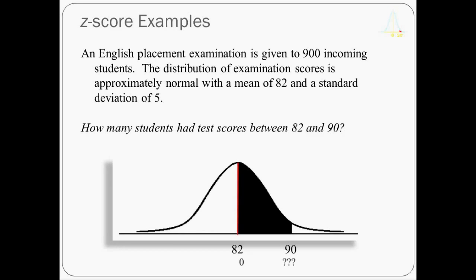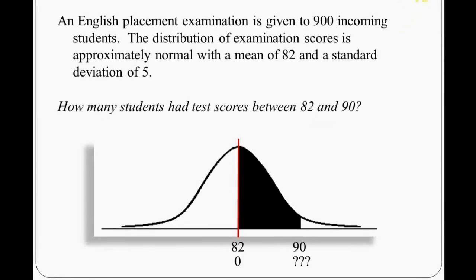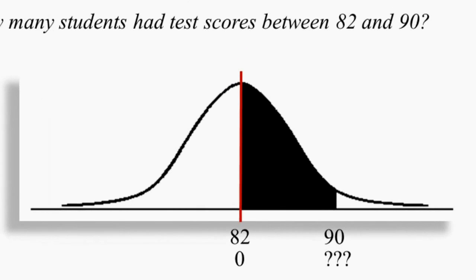You can see here that I've drawn a vertical bar at 82, and I've shaded in the area up to 90. We're interested in that particular area because we know that area under a curve is a proportion and can also be used as a probability. If I know the proportion of people that had test scores between 82 and 90, I could multiply that by the number of people who took the exam, 900, to get an approximation of the number of people with scores between 82 and 90.